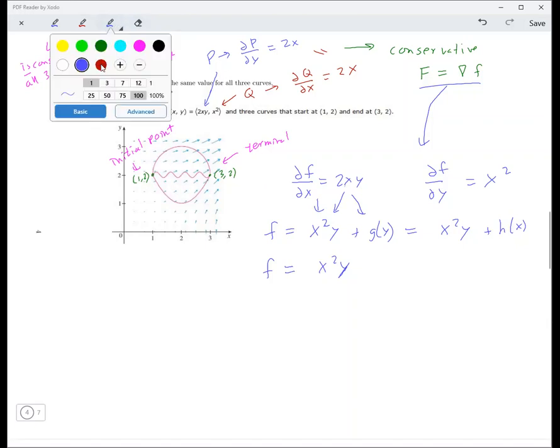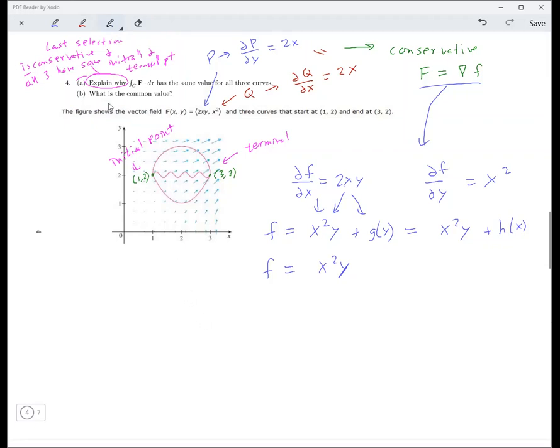Okay. So we found the gradient field, and now what you want to do is answer this second question: what is the common value? And so the line integral of F dot dr is going to be our little f evaluated at the terminal point 3, 2 minus little f evaluated at the initial point. Okay, so this is f evaluated at the endpoint, the terminal, minus evaluated at the beginning.